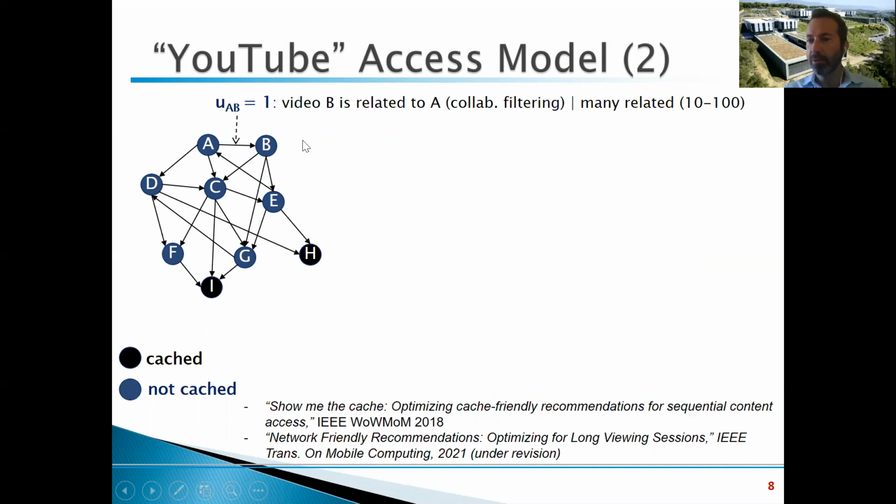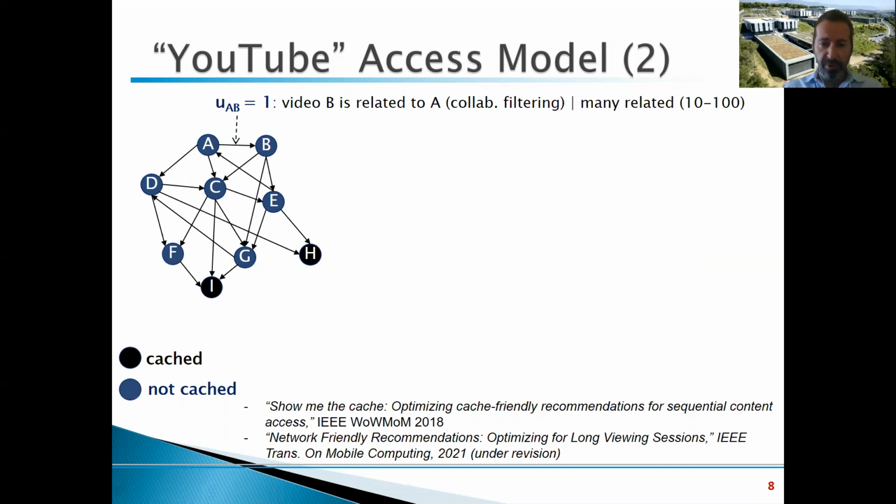This graph is actually input. It comes from the baseline recommender, and you can use whatever state-of-the-art recommendation system you have there, run by Google or Netflix or whoever. So this is input for us. We're not trying to compete with the baseline recommendation.